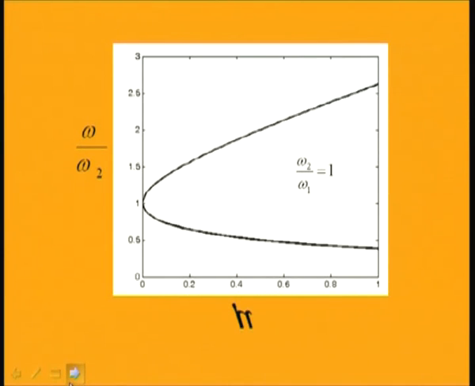If one plots omega by omega 2 versus mass ratio, one can obtain this curve for omega 2 by omega 1 equal to 1. For a tuned absorber you can observe that you have two frequencies at two points, so the resonance will occur at these two frequencies for a particular value of mu. By using a tuned vibration absorber you can absorb the vibration of the system at a particular frequency, but in many machines like IC engines, the resonant frequency is a function of the frequency of excitation of the system.